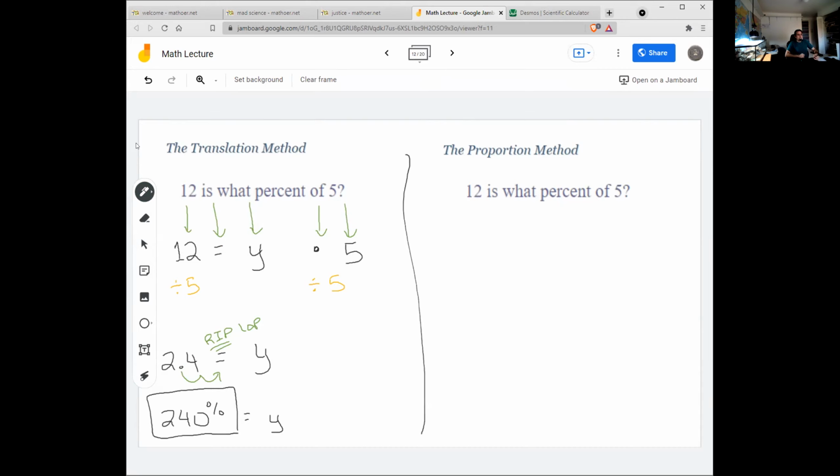Does that sound like a reasonable answer? 100% is the same as something. 200% means double it. Is this like double and then some compared to 5? Yeah, this is double and then some. So that sounds right.